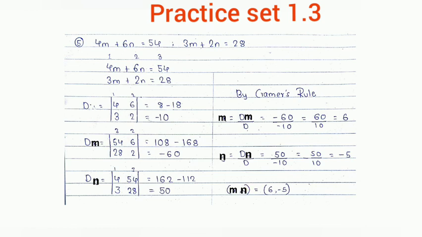Understand, friends? So like this, similar sums you can solve, or some different examples by using the graphical method or any different method. So those examples you are going to solve by this Cramer's rule. So that means you can become perfect in this method.